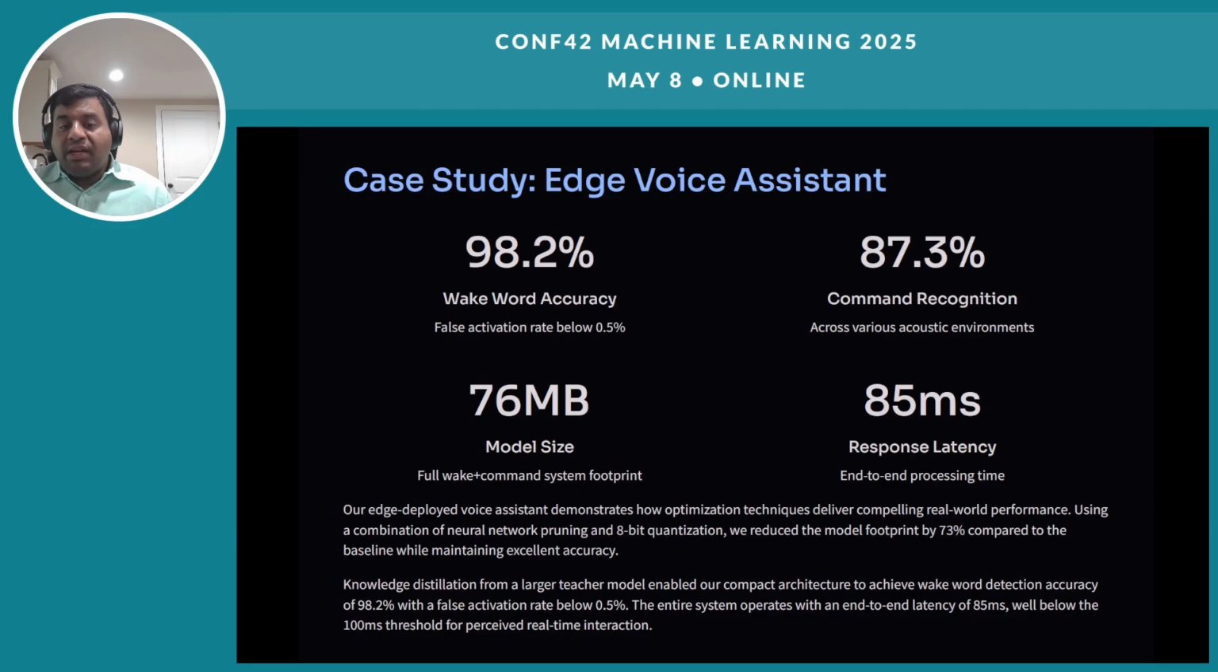Crucially, the model size for the entire system, wake word plus command recognition, was reduced to just 76 MB, a 73% reduction from baseline. And the response latency was only 85 milliseconds end to end, well within the threshold for a real-time feel. Knowledge distillation from a larger teacher model likely helped maintain the higher accuracy despite the significant size reduction. This demonstrates how these techniques deliver tangible real-world benchmark performance benefits on the edge.